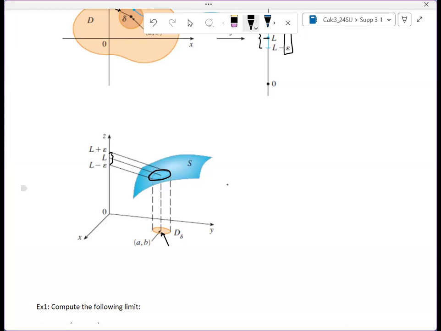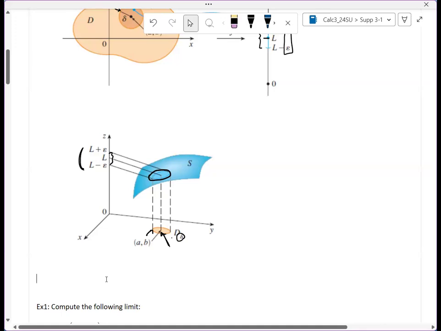So our inputs are in this disk, and our outputs are along the z-axis here. And we see that if we want our outputs to be within epsilon of L, we can choose a small enough delta that a disk of radius delta, a filled in circle of radius delta, using that as the restricted domain for the inputs, will yield outputs that are no further away than epsilon from our limit L.